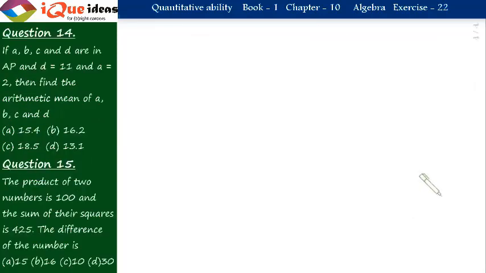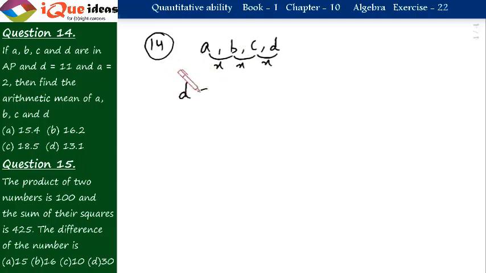Now let's take up the next question, question number 14. It says A, B, C, D are in AP, D equal to 11, A equal to 2. Find the arithmetic mean of A, B, C, D. They are in AP, right? If I assume the common difference to be x, then D, which is the fourth number, can be written as A plus 4 minus 1 into x. Common difference is x. I hope you remember the formula in AP.